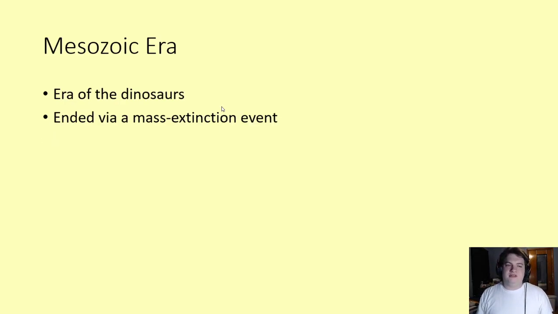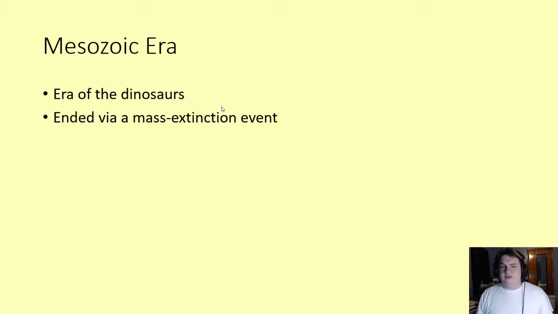Our Mesozoic era was the era of dinosaurs. You guys know what dinosaurs are. You've probably seen and heard tons and tons about them and studied them early on in school. Our Mesozoic era also ended with a mass extinction event. Whenever I say mass extinction event, what do you think I mean? Pause the video for a second. Think about your answer. State your answer out loud and come back to the video.